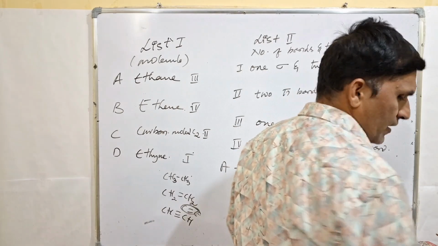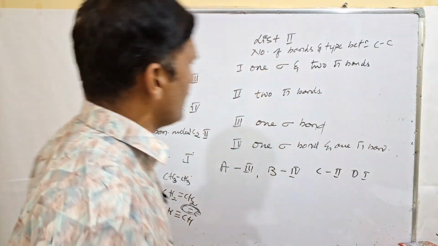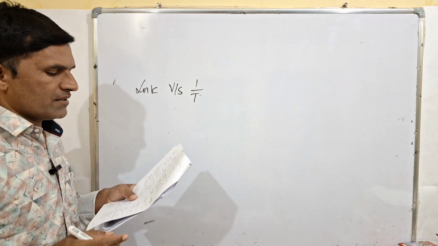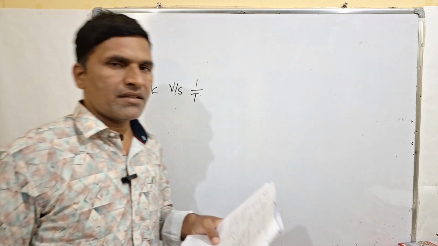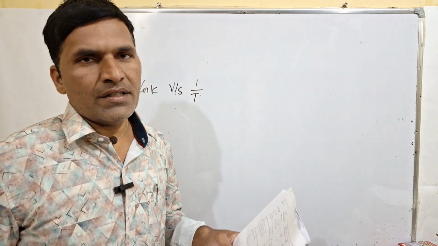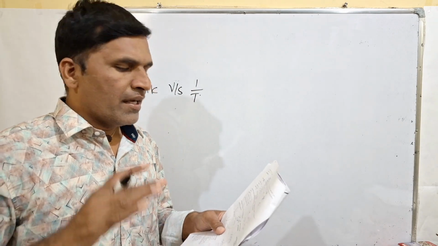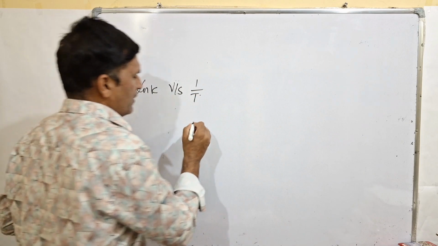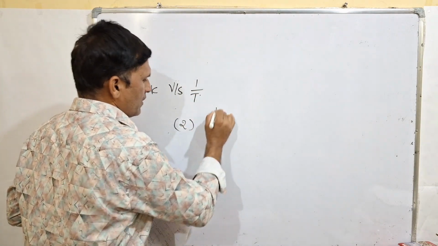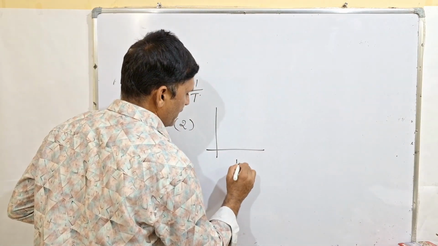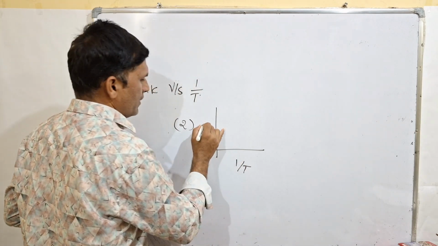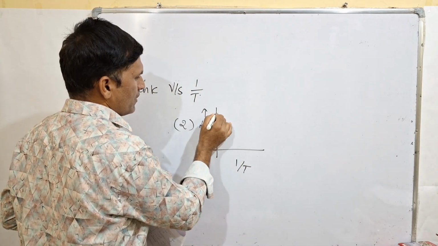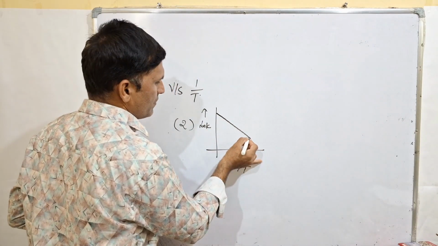Then next is a question on chemical kinetics, in which the plot of ln k versus 1 by T is consistent with the Arrhenius equation. The question is given, and 4 graphs are given. The right one is the second option. That graph has 1 by T on one axis and ln k on the other. So this is the nature of the graph.